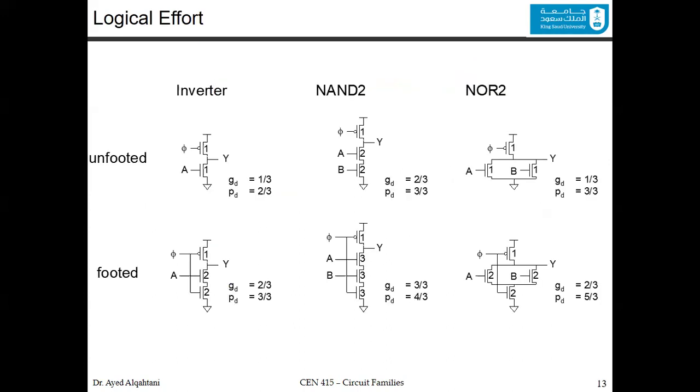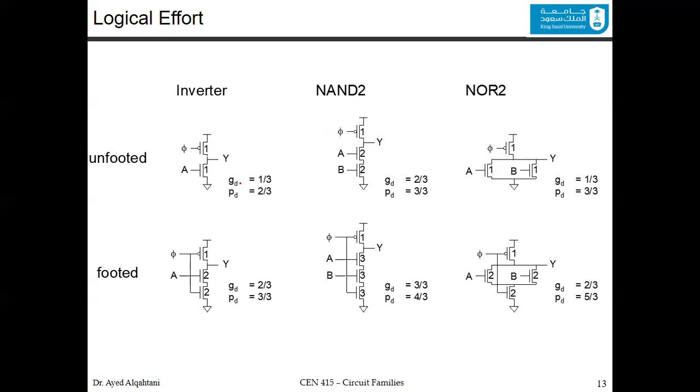To size, for the inverter, the sizing is one of the easiest sizing of all the types of the designs. It's just 1 and 1. So the pull-up network and the pull-down network have the same size for the inverter if it is unfooted. Now, if, for example, a 2-input NAND, then you have 2 in series, and you have 2 and 2. If it is an OR, then it is 1 and 1. So here we can say that this PMOS that is connected to the clock has a size of 1 all the time.